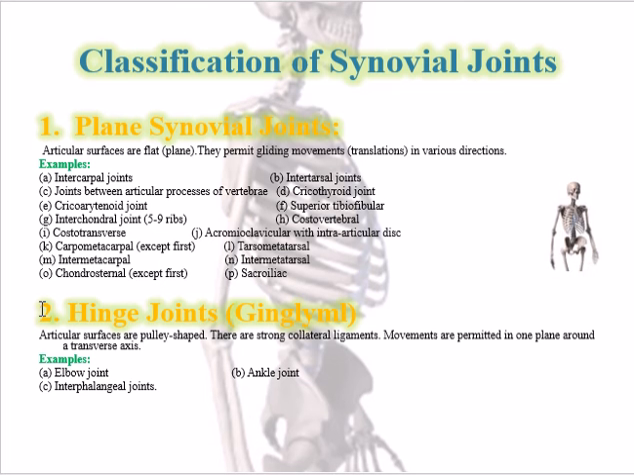Number 2. Hinge joints, or ginglymus. Articular surfaces are pulley shaped. They have strong collateral ligaments. Movements are permitted in only one plane around a transverse axis. Examples include elbow joints, ankle joints, and interphalangeal joints. These are examples of hinge joints.